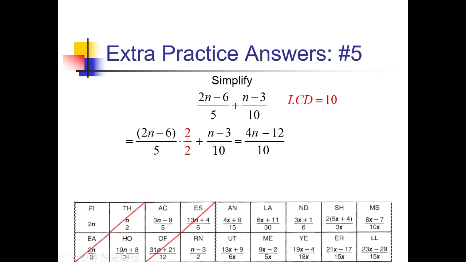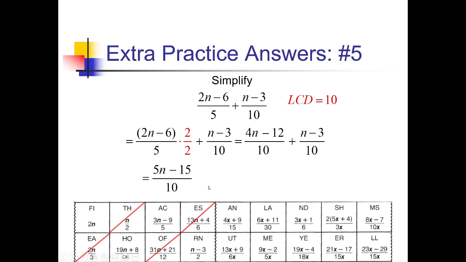Second fraction hasn't changed yet. But now we're going to add these together. So when I do that, I'll have a common denominator of 10. And then I've got like terms to combine. 4n plus n gives me 5n. Negative 12 plus negative 3, that's going to be negative 15.